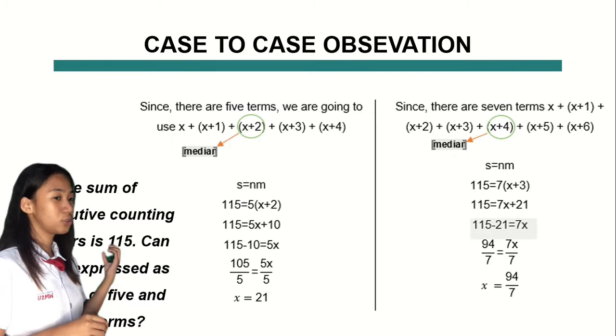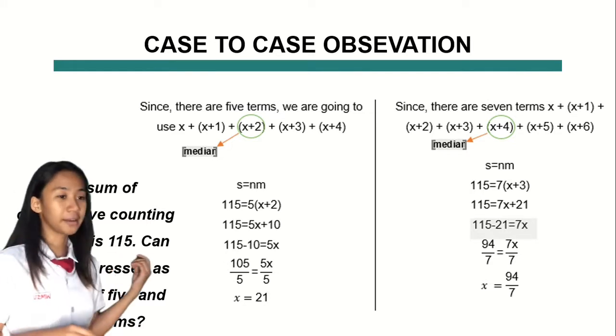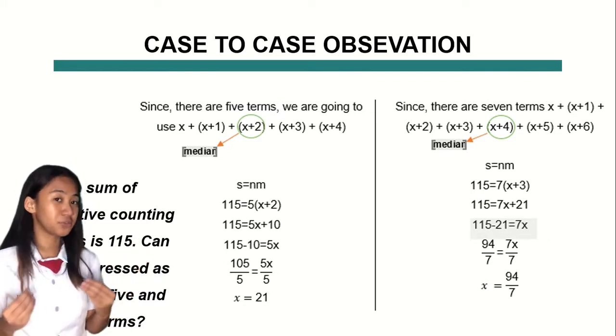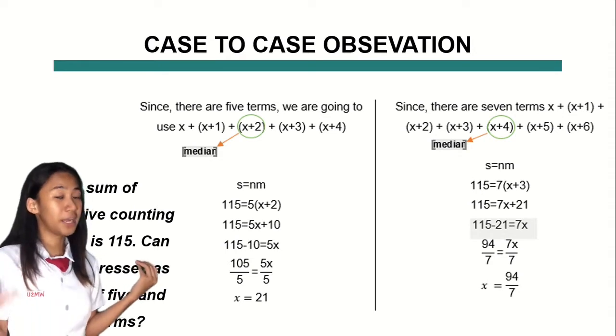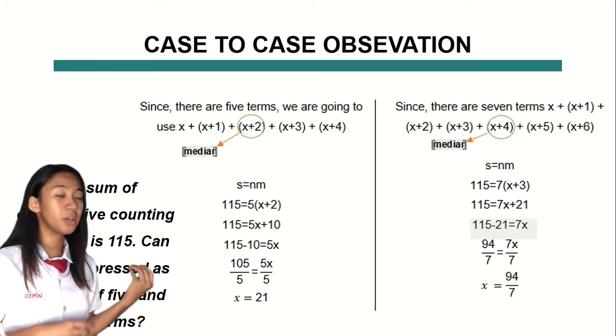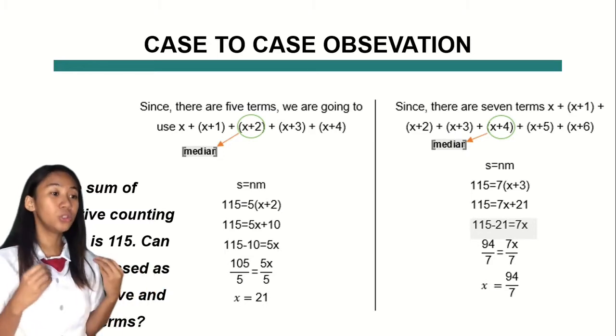So 5 times x plus 2 is equal to 5x plus 10. So we're going to find the additive inverse of 10. We will have 105 is equal to 5x. Divide both sides by 5 so that x will remain. We will have x is equal to 21.